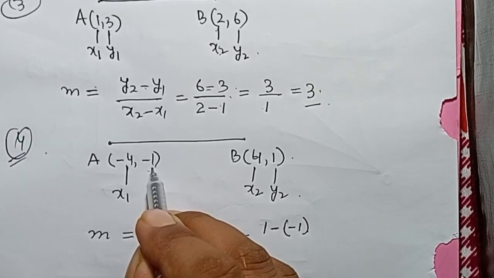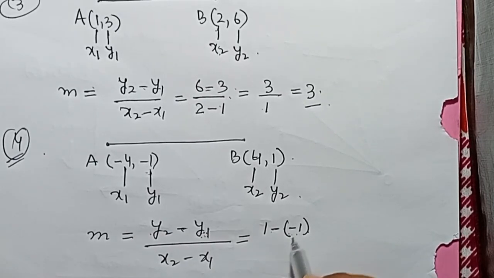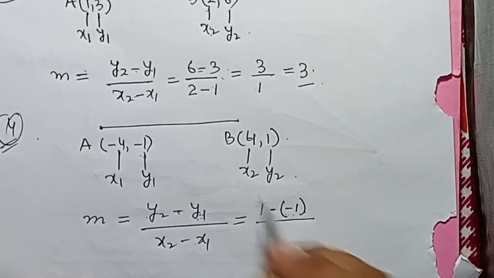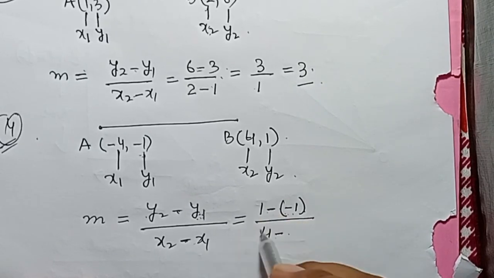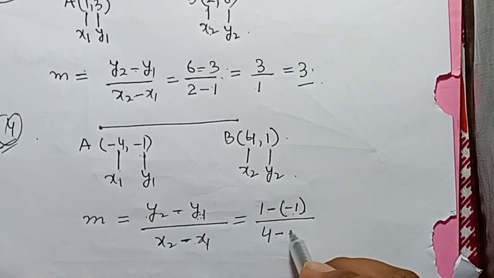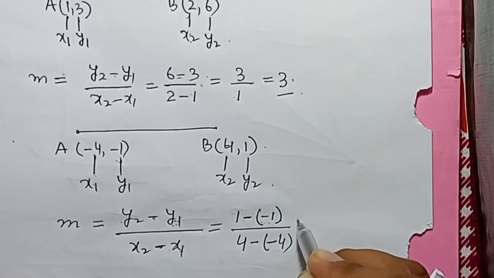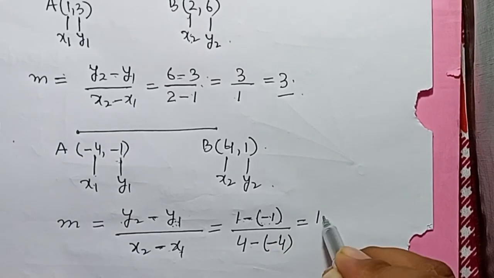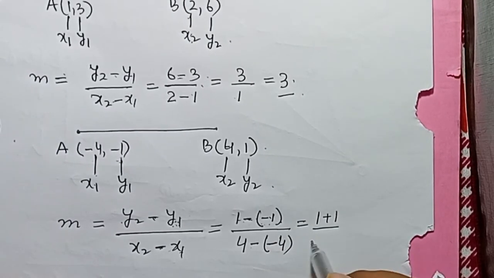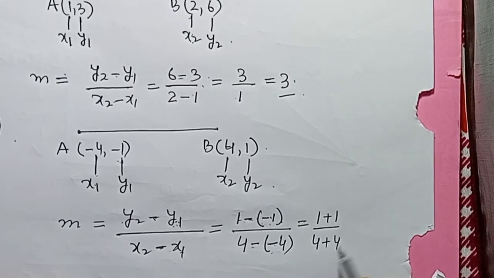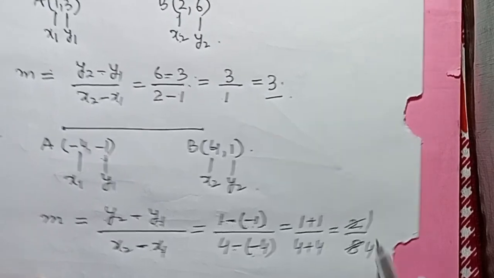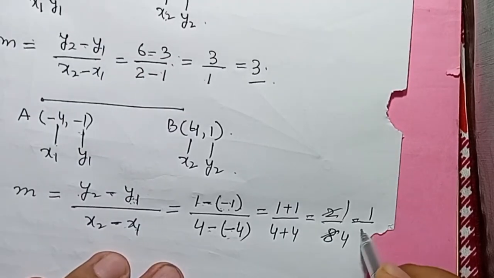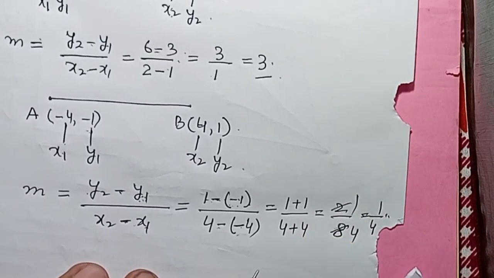This y1 is actually minus 1, that's why I am writing it in brackets. Divided by x2, that is 4, then I take the minus from the formula, and x1 is minus 4, so I write minus 4 in brackets. Now minus into minus is plus, so 1 plus 1 is 2, and 4 plus 4 is 8. 2 1s are 2, 2 4s are 8. So the gradient is 1 by 4. This is the answer for the question.